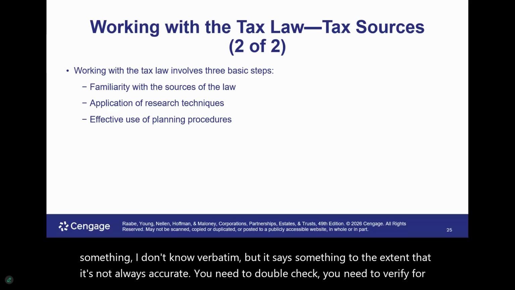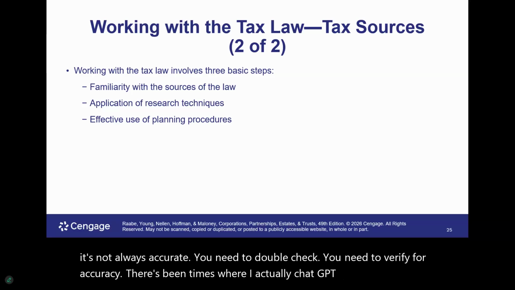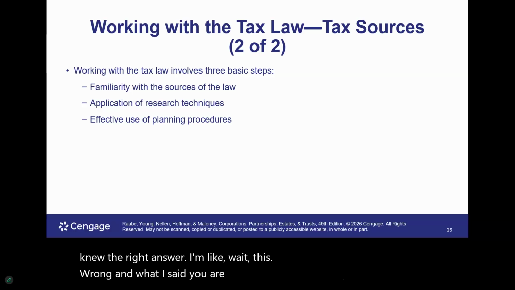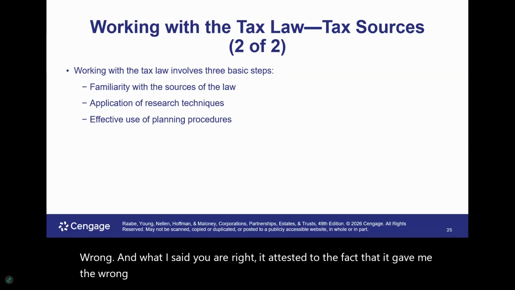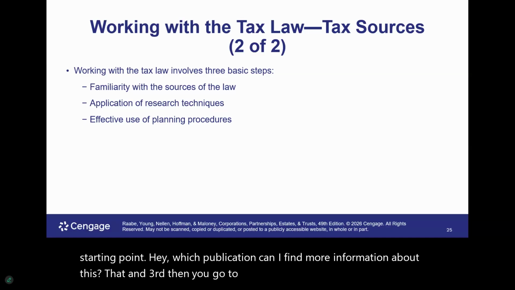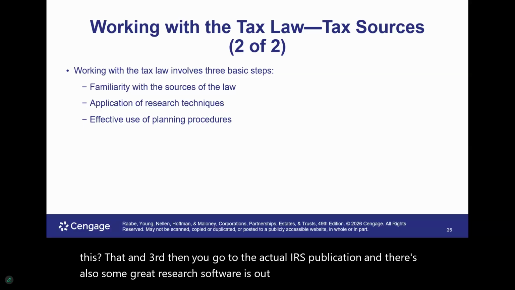There's been times where I asked ChatGPT something and I knew the right answer. I'm like, wait, this is wrong. And you know what it said? You are right. Right? It attested to the fact that it gave me the wrong information. So you don't just want to use ChatGPT. Maybe it's a starting point. Hey, which publication can I find more information about this, that, and the third? Then you go to the actual IRS publication. And there are also some great research software out there like Checkpoint, things of that nature.